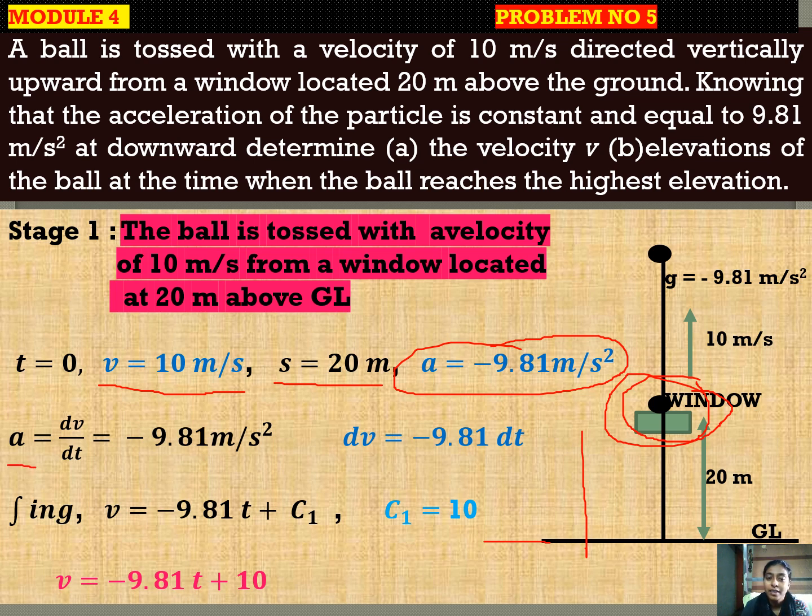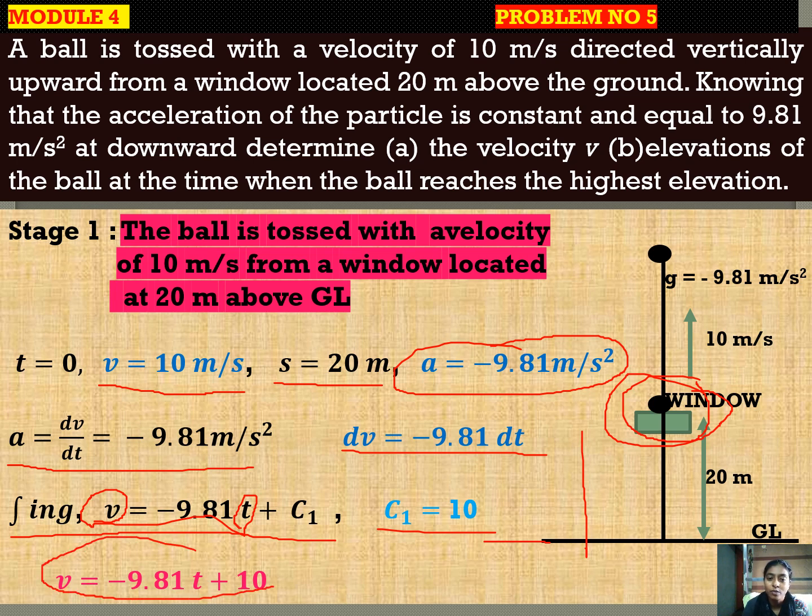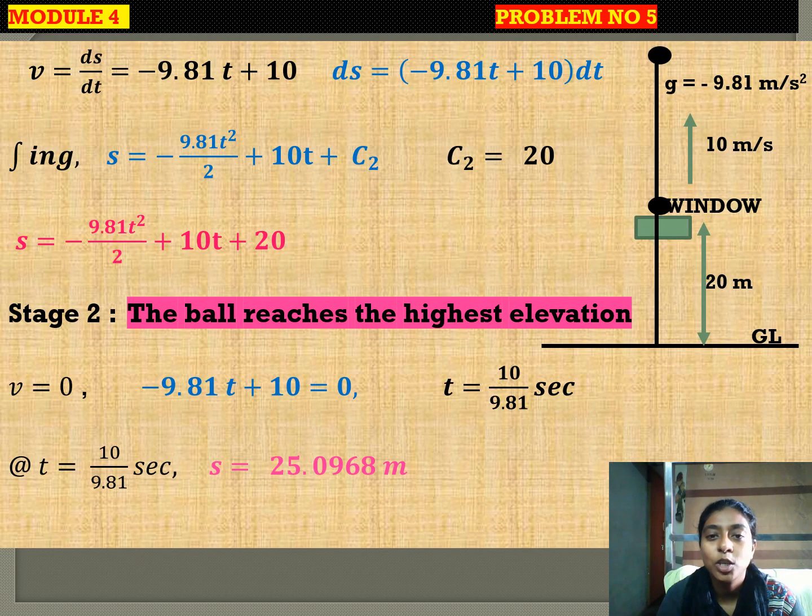So we integrate the acceleration. We get v is equal to minus 9.81 t plus c1, where c1 is the constant of integration. By substituting v equal to 10 and t equal to 0, we get c1 equal to 10. By substituting c1 equal to 10, we get the equation of velocity as v equal to minus 9.81 t plus 10.